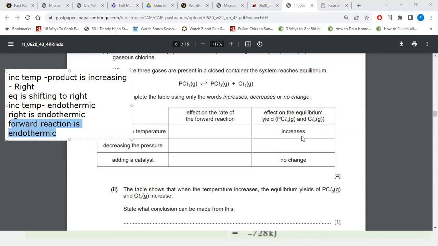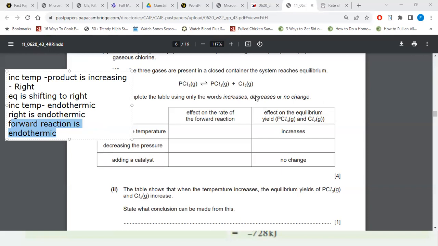So we had to think backwards and figure out, okay, what is the reaction? Is it endothermic reaction or exothermic reaction? So this is where we had to do backwards thinking. So if I increase the temperature, what does that mean? Product must be increasing. They told us, we didn't have to figure it out. So we know that more product is right side. So equilibrium is going to the right.